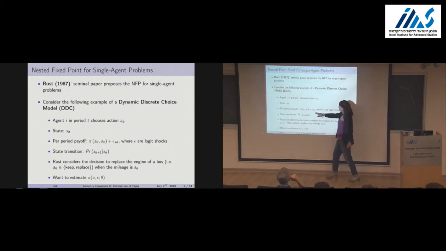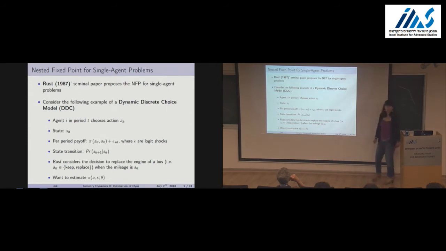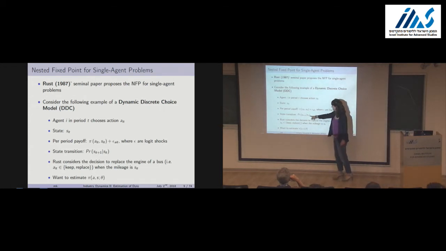And he's going to get some payoff that depends on an action and a state. And just like in standard static discrete choice, there is going to be a shock epsilon, let's say it's logit, associated with each action in each period. And this is IID over time, so it's not a real state. We have a state transition. There should be an action here, I'm sorry.